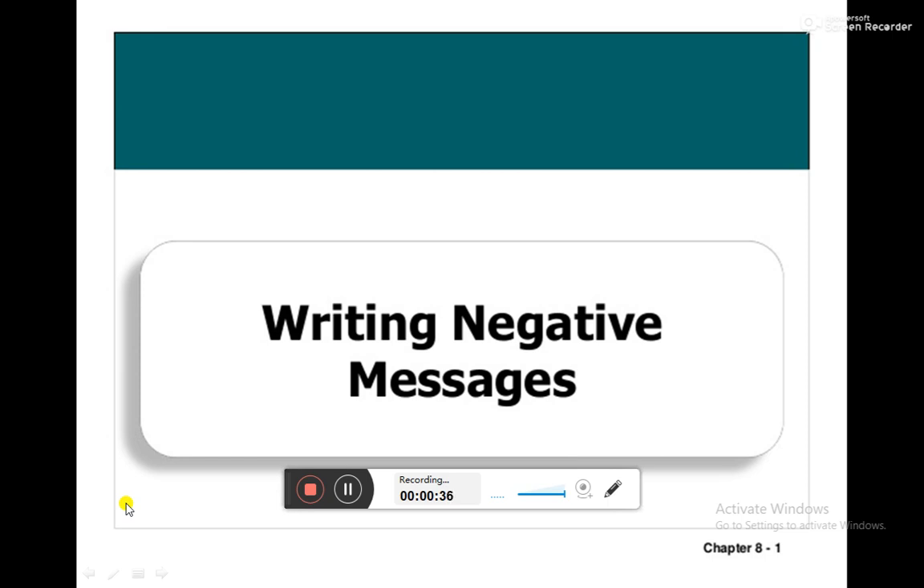We will also discuss how to use the indirect approach effectively when conveying negative news, and also explain how to avoid ethical problems when using this approach. We will also go through the successful strategies of sending negative messages on routine business matters, as well as the successful strategies of sending negative employment related messages.